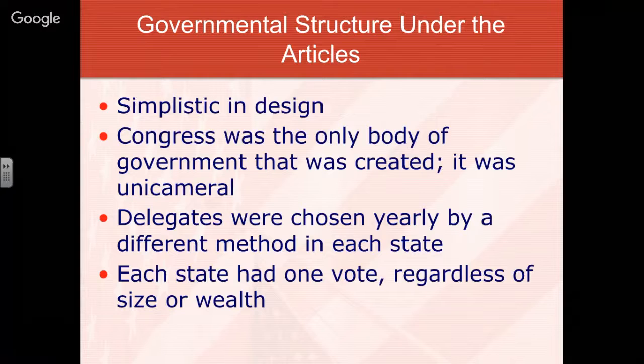The articles were very simplistic in design, creating only one branch of government, a Congress that was unicameral, meaning one house: uni for one, and cameral for house in Latin. Delegates to that Congress were chosen yearly by a different method in each state, but regardless of how many delegates a state wished to send or how they chose them, each state only had one vote, regardless of its size or wealth. So essentially, an equal voting system, much like we have in our Senate today.